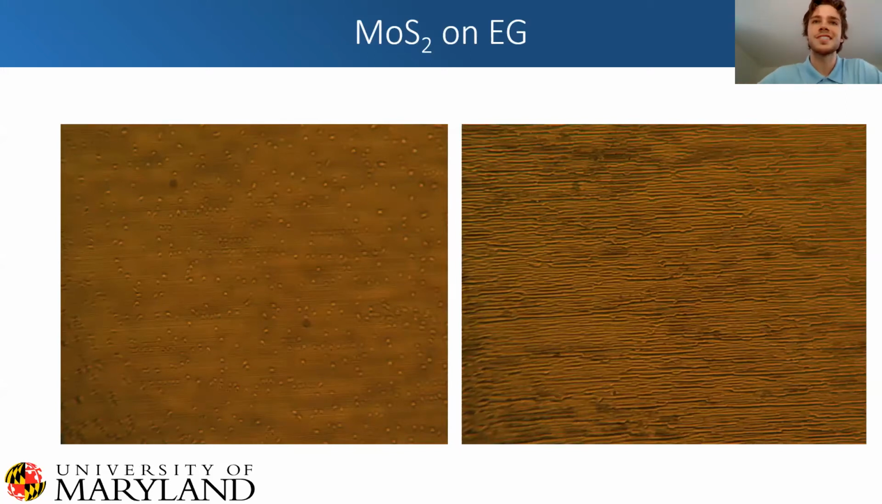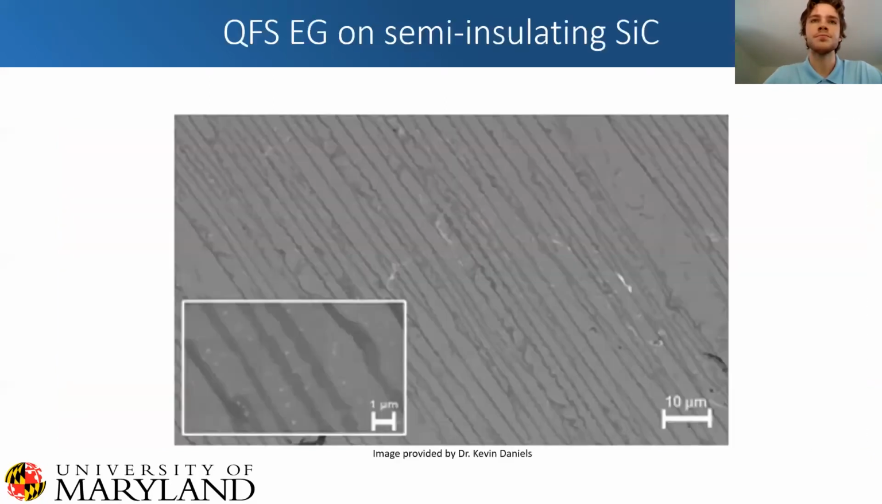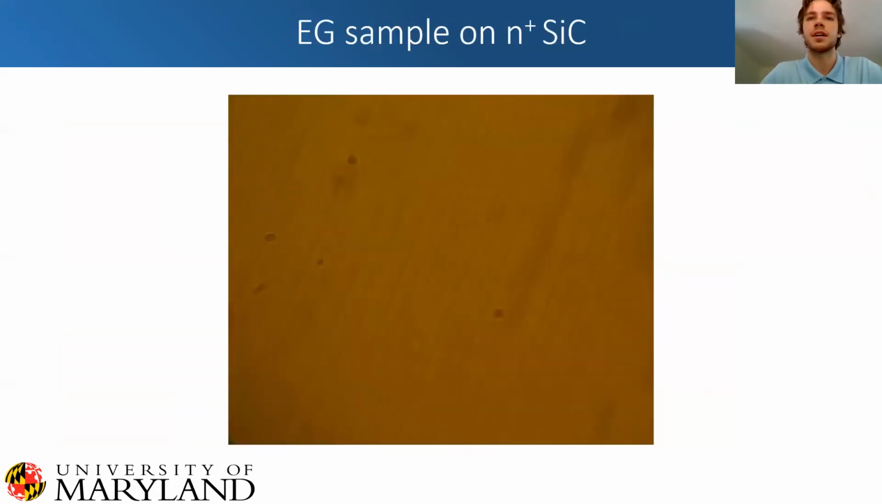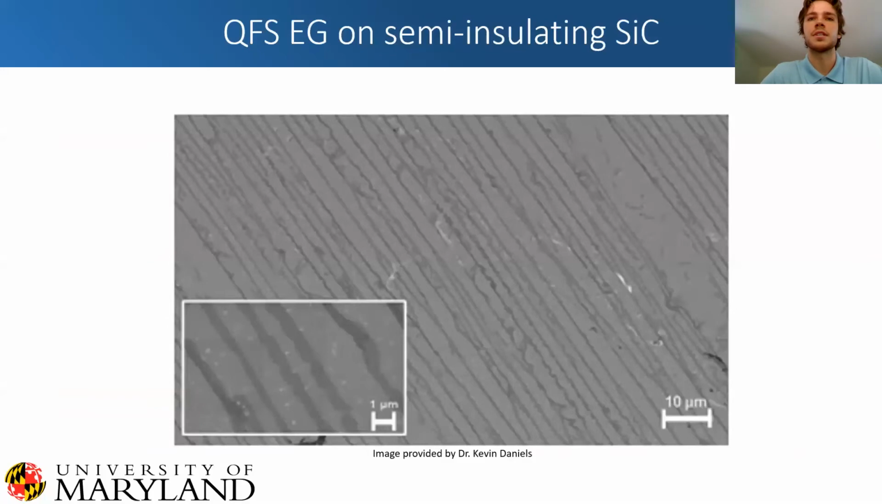And on the left there, you can see the nanoflowers of the molybdenum disulfide. The TMDs typically deposit on the graphene in sort of a nanoflower type shape where you see those little dots. And then on the right, that's the epitaxial graphene that you see. And then this image was provided by Dr. Daniels. This is quasi-freestanding epitaxial graphene. So it's slightly different from the epitaxial graphene, a little bit more variance there. This is more zoomed in too.